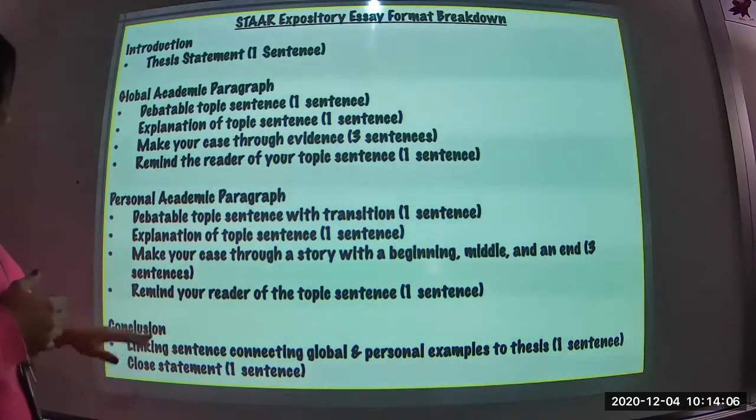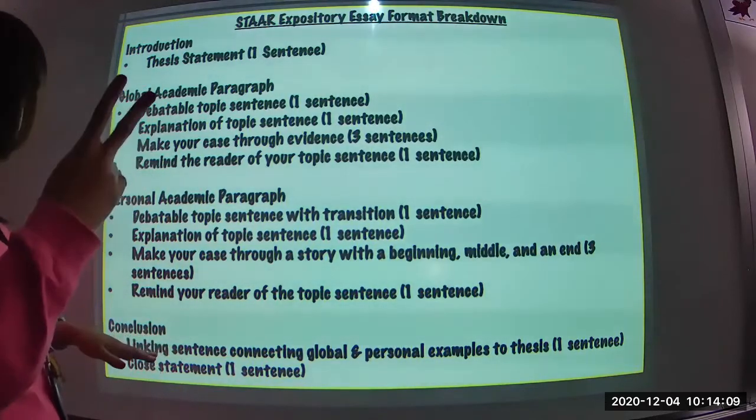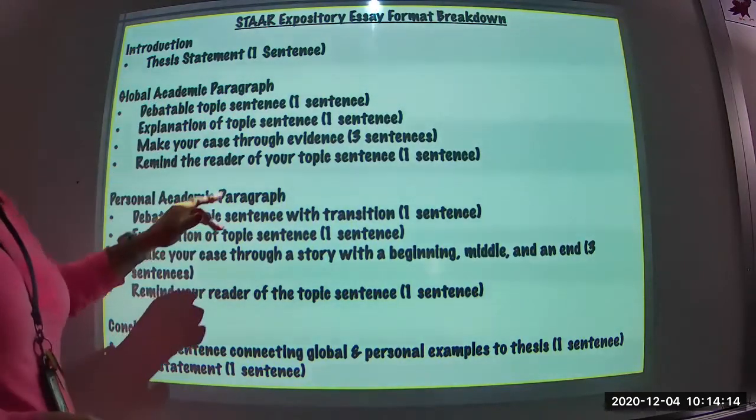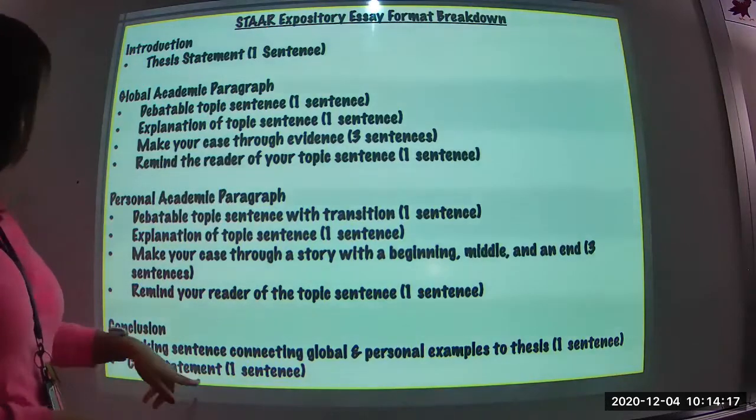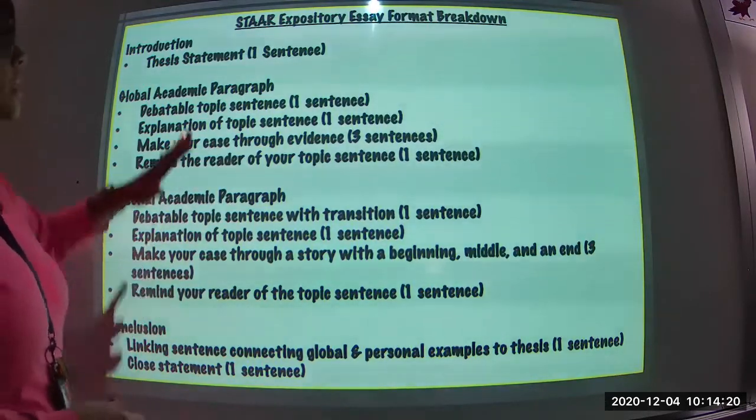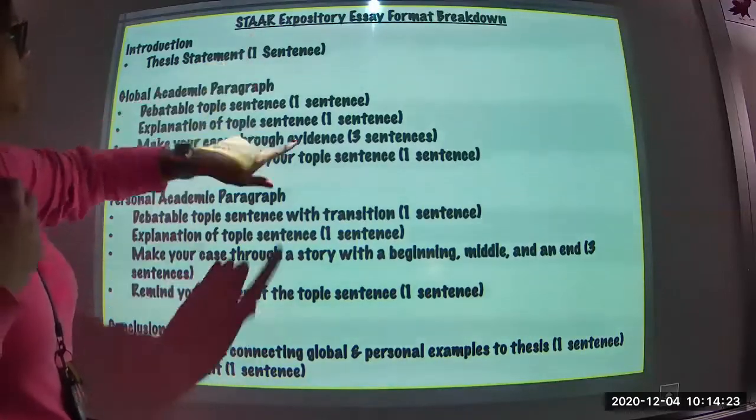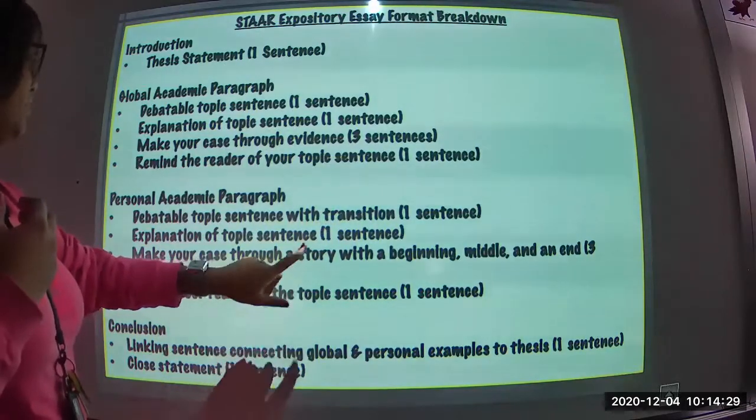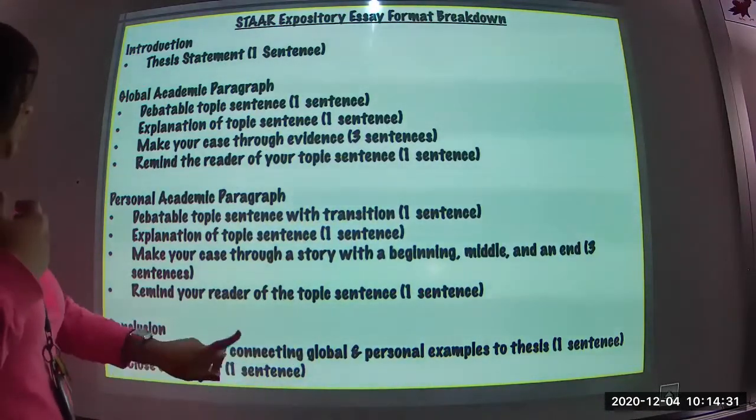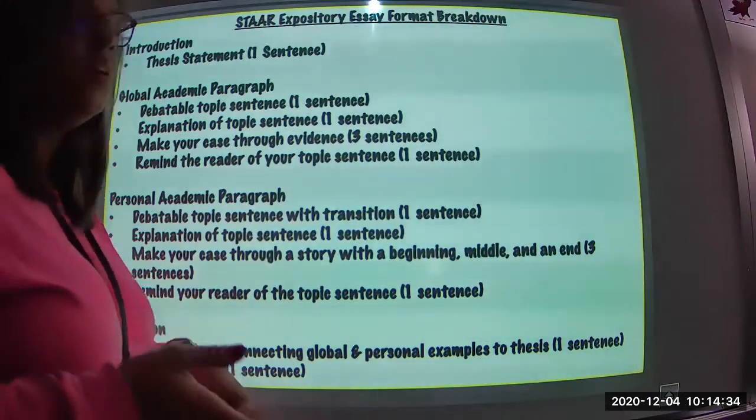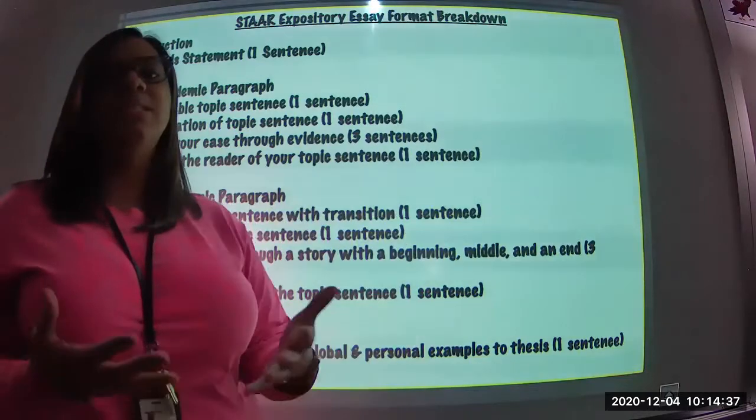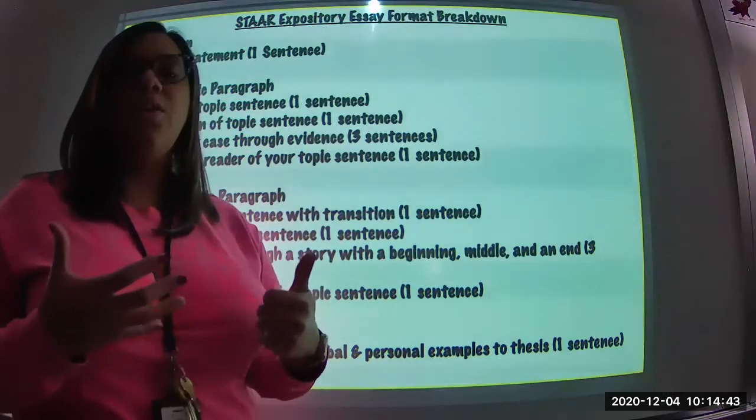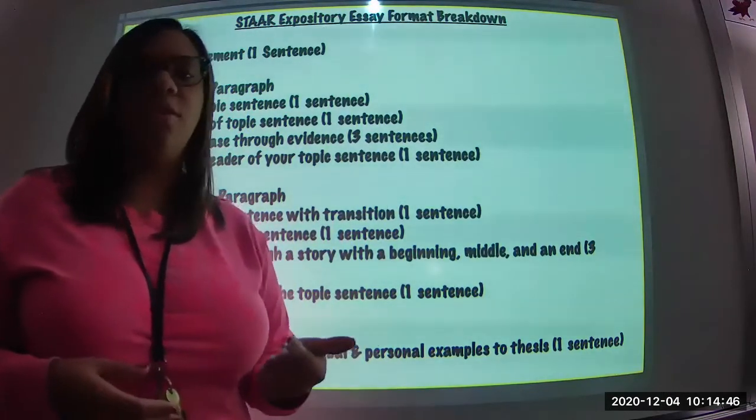Now, the conclusion is comprised of 2 sentences. So it's a linking sentence that connects both examples to your thesis and a closing statement. So in total, you should have 1, 2, 3, 4, 5, 6, 7, 8, 9, 10, 11, 12, 13, 14, 15 sentences. So I think that's pretty doable, 15 sentences. And follow the precise format that we are going to teach you today, and that'll get you the success that you need to pass that STAAR.